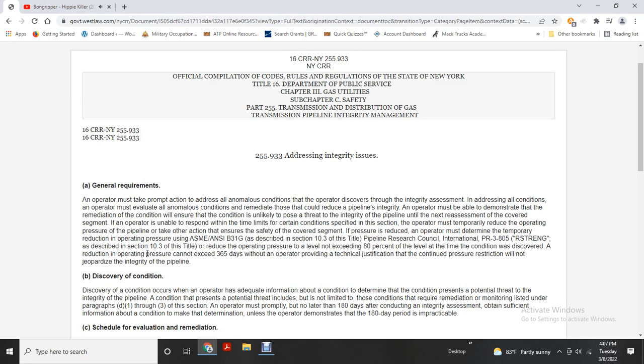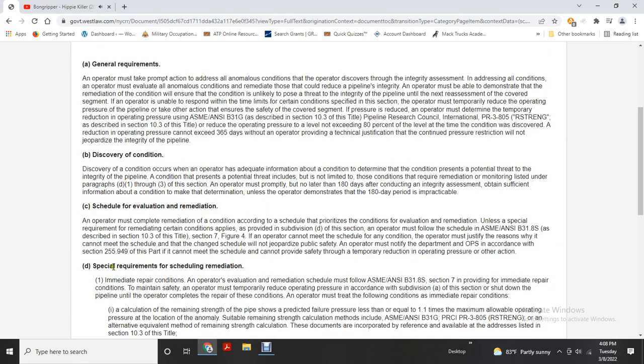The operator must temporarily reduce the operating pressure of the pipeline or take other action to ensure the safety of the covered segment. For the pressure reduction, the operator must determine the temporary reduction using ASME B31G or the Pipeline Research Council International PR-3-805 R-STRENG as described in section 10.3 of this title, and reduce the operating pressure to a level not exceeding 80% of the level at the time of the condition's discovery. The reduced operating pressure cannot exceed 365 days unless provided with a technical justification that continuing the pressure restriction will not jeopardize the integrity of the pipeline.